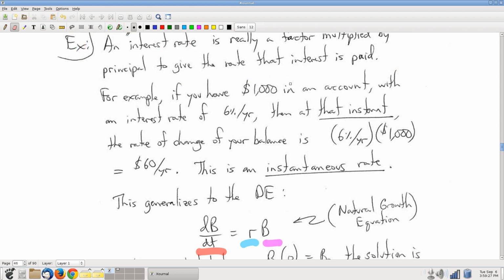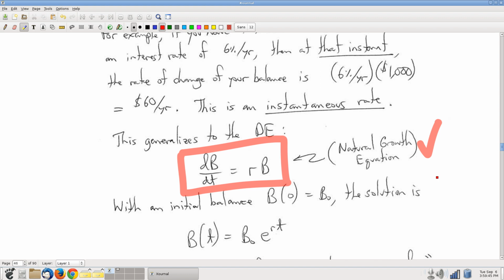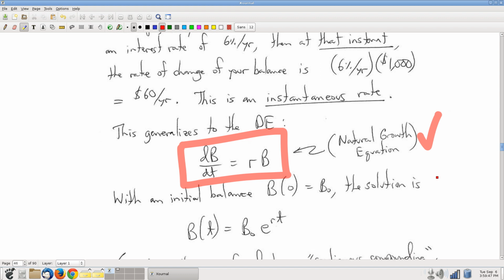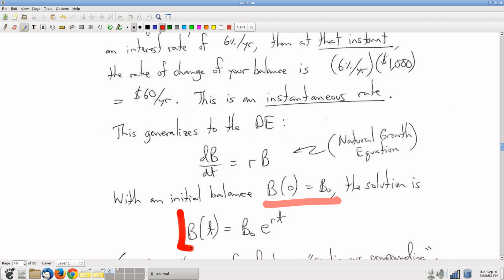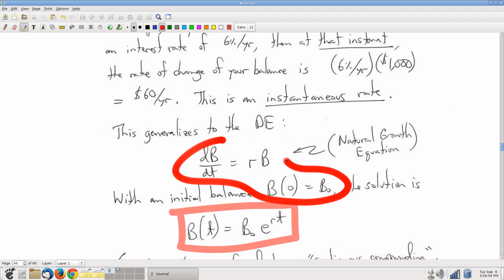And notice that what we have, just an interpretation of the definition of an interest rate, is a differential equation. In fact, this is a differential equation that you might recognize. This is called the natural growth equation, and this is studied in second semester calculus. So you should know how to solve this equation. If you don't remember how that works, it's something you definitely need to study up on. And given an initial condition, the solution is this. So this initial value problem has that solution.